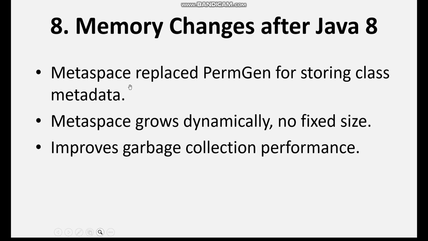From Java 8 onwards, Metaspace memory got introduced, which replaces the permanent generation memory for storing class metadata. Metaspace is dynamic memory that grows dynamically, with no fixed size. Before Java 8, permanent generation was a fixed size memory, and after reaching the fixed size, it was throwing an out of memory error. So that's why Metaspace got introduced in Java. It also improves garbage collection performance. These are some of the memory changes from the Java perspective.